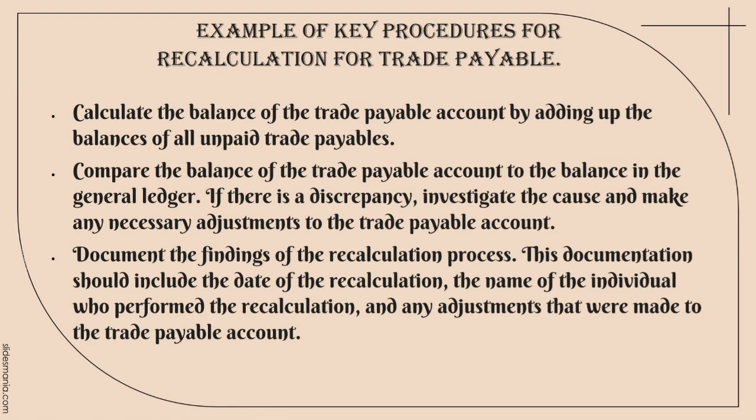Example of key procedures for recalculation for trade payable. Calculate the balance of the trade payable account by adding up the balances of all unpaid trade payables. Compare the balance of the trade payable account to the balance in the general ledger. If there is a discrepancy, investigate the cause and make any necessary adjustments to the trade payable account.